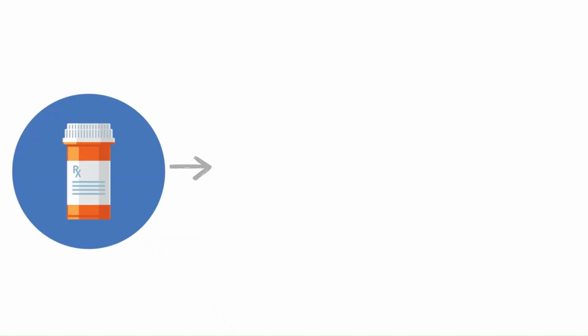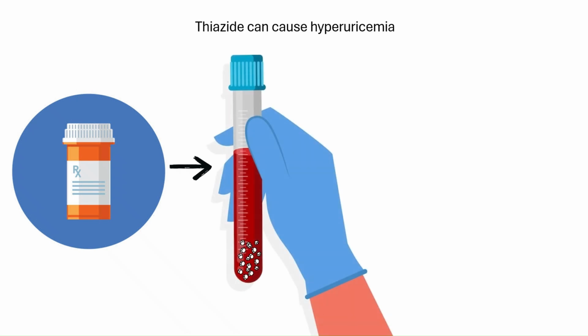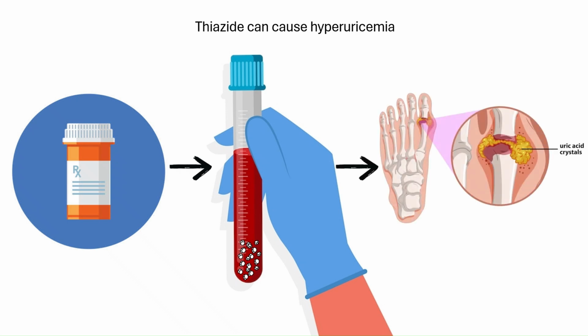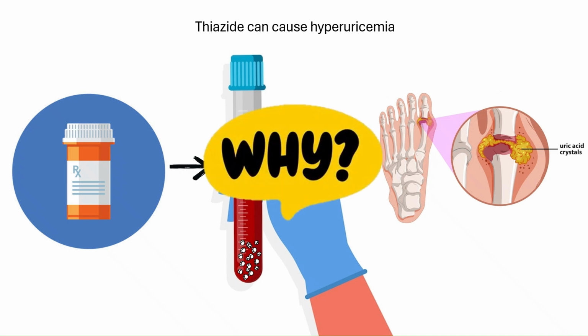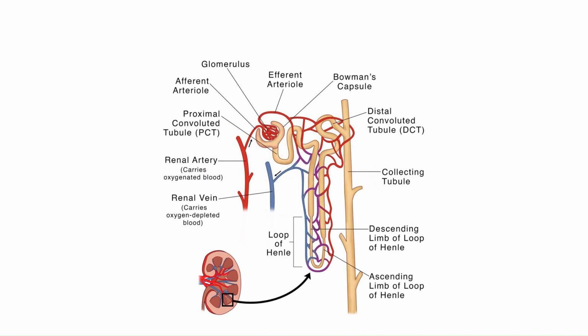Thiazides can also raise uric acid levels in the blood, a condition called hyperuricemia. And in some people, this can lead to gout, a type of inflammatory arthritis caused by uric acid crystal deposition in the joints. So, why does this happen? The answer lies upstream, in the proximal tubule.